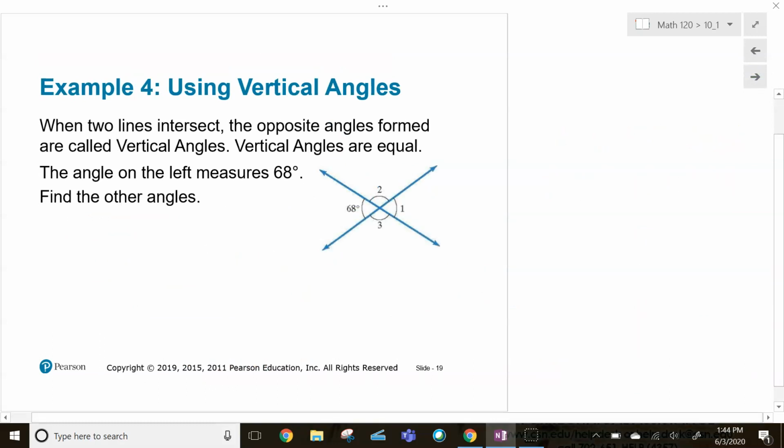All right, vertical angles now. Vertical angles are what you get when two lines intersect: they create opposite angles, and those are what we call the vertical angles. These opposite, or vertical, angles are equal. So for example, this 68 degree angle and that angle 1, we know they have to be the same.